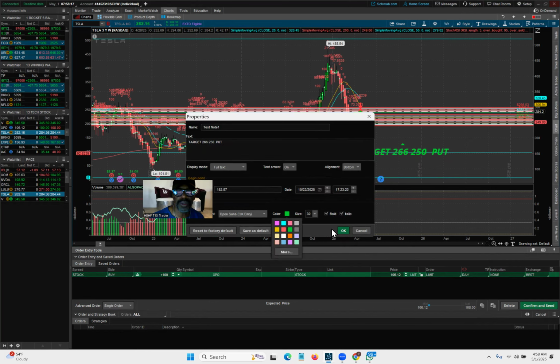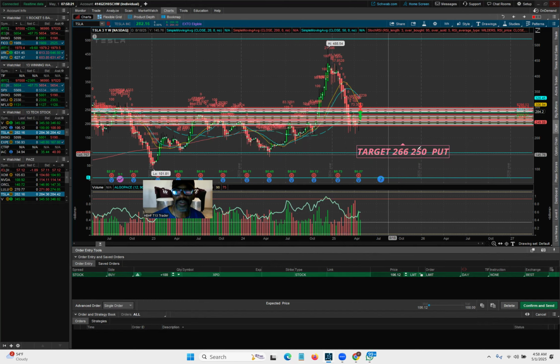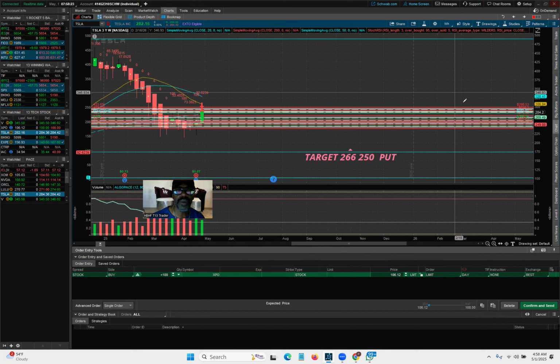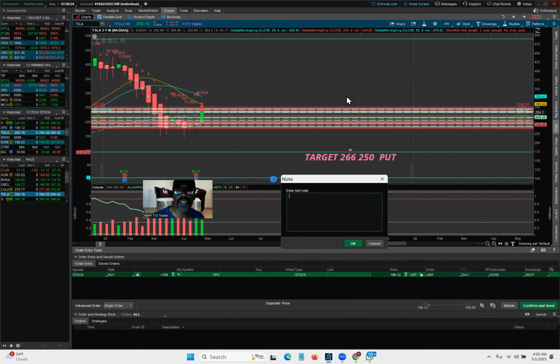Make that one red. So now you know where we're at there. Let's find out our put target. Where do we buy our strike prices in between our open and close? We buy off support. Target, and that's how I buy. I buy off of support.